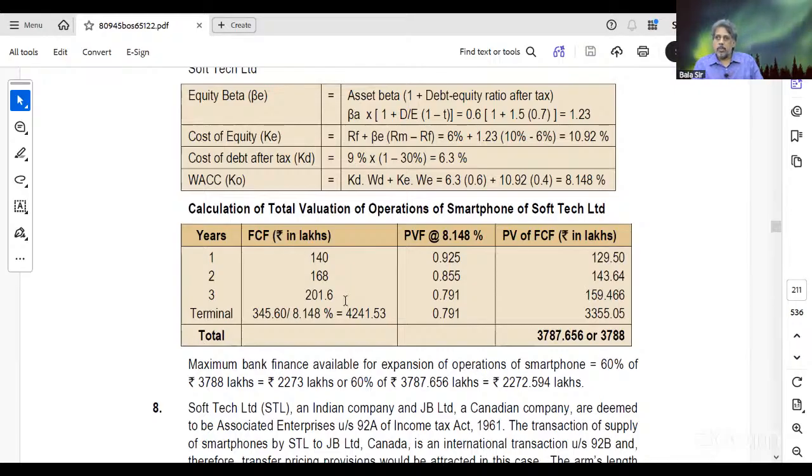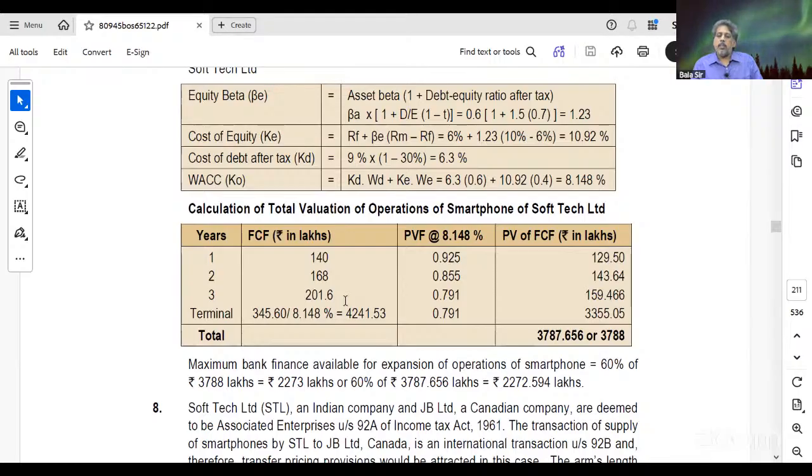Which is how much, sir? After dividing, 4241.53. But that into the 3rd year factor, 0.791. Exactly, not the 4th year, 0.791. Then add up all the numbers in the last column, how much you get? 3787.656. That is supposed to be the total value of the business.